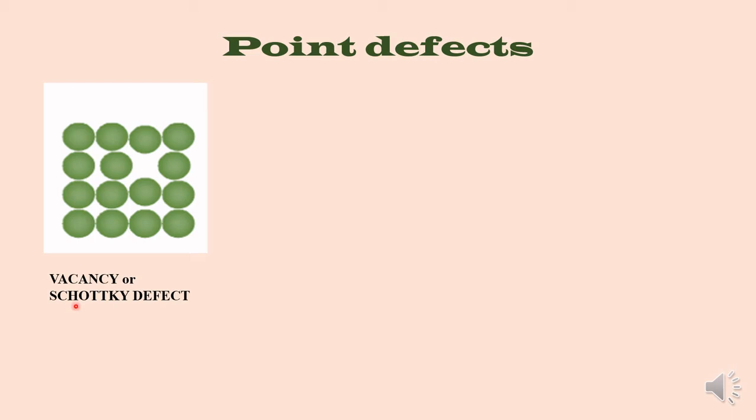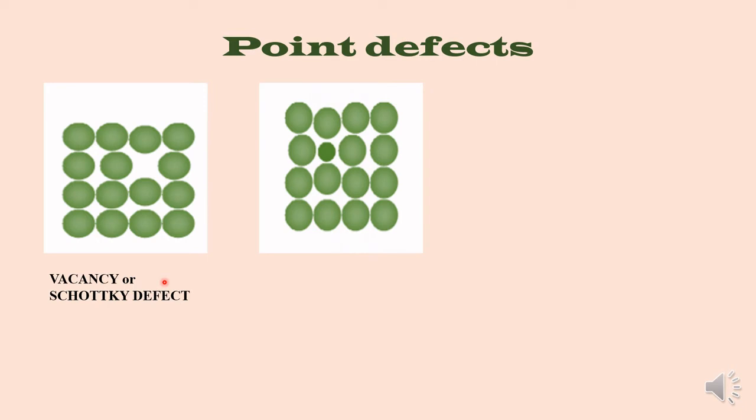We already know that a crystal is a regular array of atoms. In this crystal structure, when one atom is missing, in this figure this atom is missing, this missing atom creates a vacancy in the lattice, which is called a vacancy or Schottky defect. This is one type of point defect.